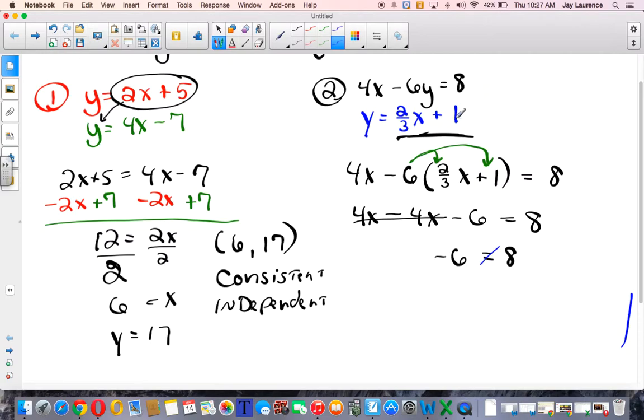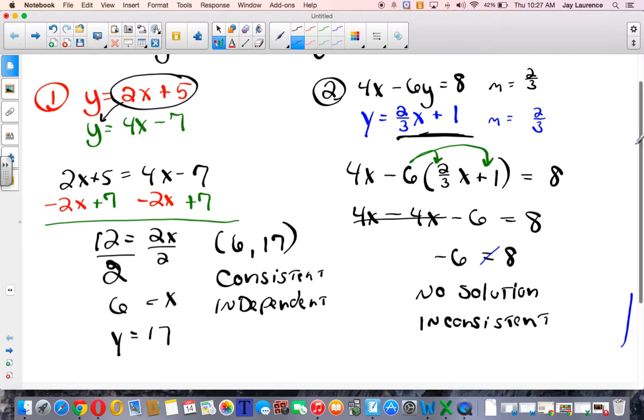In fact, if I go check the slope, the blue slope is definitely 2/3. And the slope of the black one is negative a over b. It's negative 4 over negative 6, which simplifies to 2/3. So you see they are parallel. So this has no solution. The two lines never cross. And it would be an inconsistent system. Inconsistent because the two never cross.